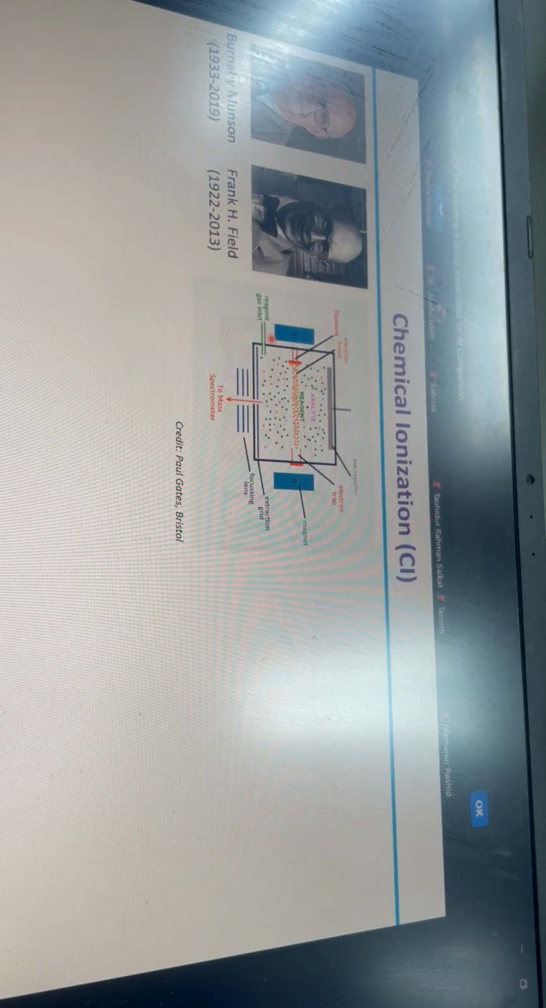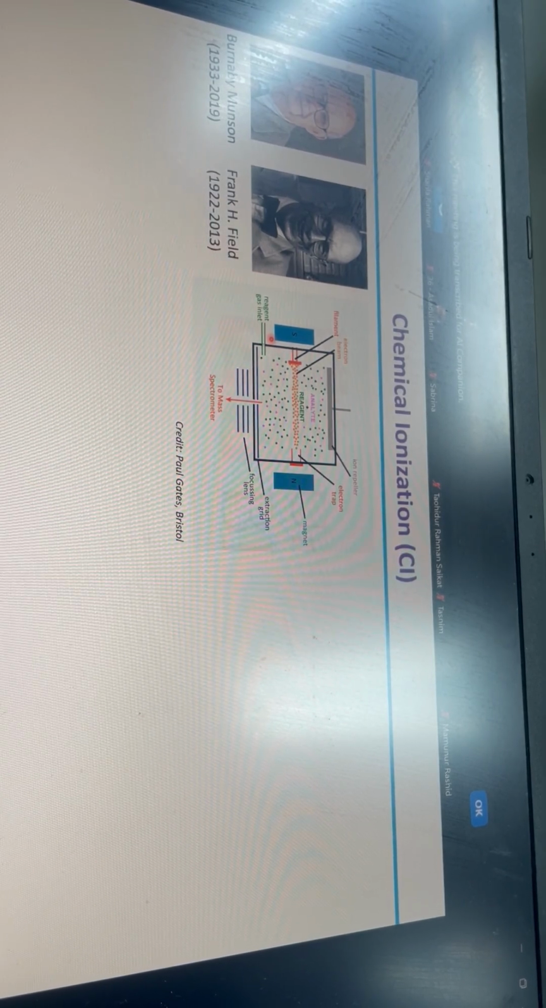So then these two men, Munson and Field, were working in Texas. In Texas, as you know, in the south, on the Gulf of Mexico actually, most of the oil refineries are there. So they were working on oil refining, but they were using the electron ionization technique. Whenever they tried to ionize their petroleum products, they saw a lot of fragments. Then they tried to improve the ionization system.